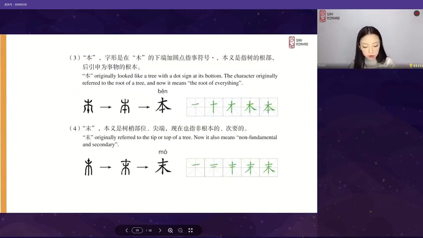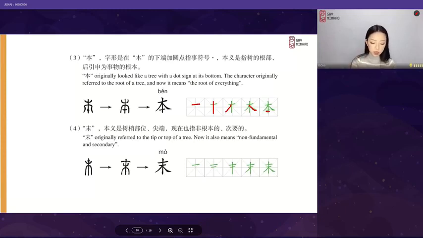Next one is 本, the major word for books. 本. Okay. It looked like a tree in the ancient time. So first it is a horizontal and then a vertical and then a left turning and then a right turning and then a short horizontal.